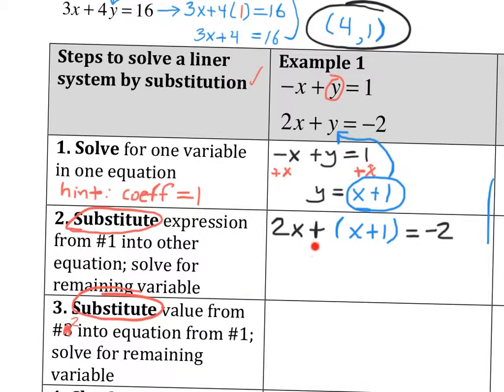Notice what's nice. We only have one variable left. I mean, we see it twice, but we only have an x. There's no y anywhere. So I'm going to combine like terms. It's a 3x now. 2x plus 1x is 3x plus 1 equals negative 2. Now I'm going to subtract the 1 to get this, and then divide by 3 to get x equals negative 1.